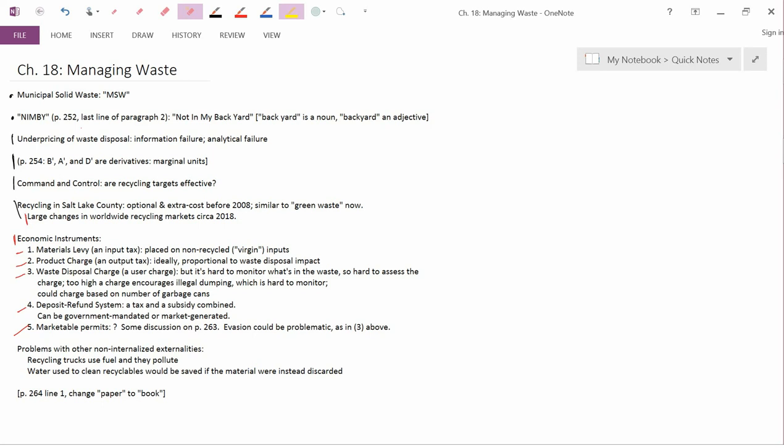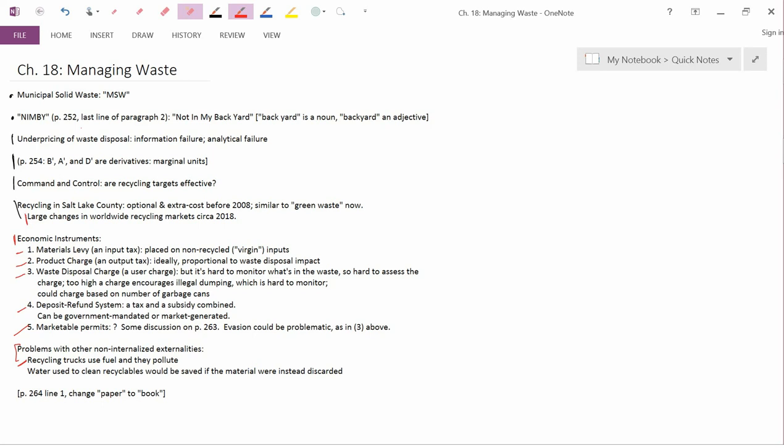I also want to discuss something which the book doesn't mention here. I call it problems with other non-internalized externalities. So, first example, recycling trucks use fuel and they pollute. Now, if we had optimal pollution taxes, then this wouldn't be a problem because the optimal pollution tax would be reflected in the cost of recycling. And we could look at the cost of recycling and see whether it was worthwhile or not to cause the air pollution by burning fuel, which makes one environmental problem worse, in order to decrease the amount of stuff going to the landfill, which makes another environmental problem better.